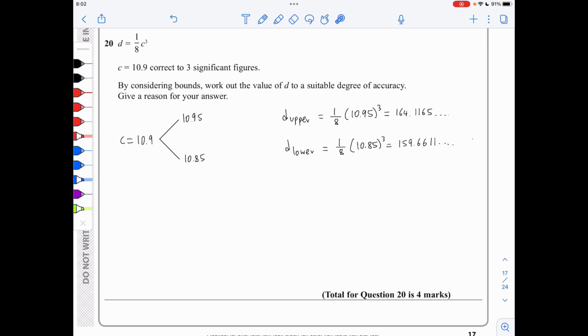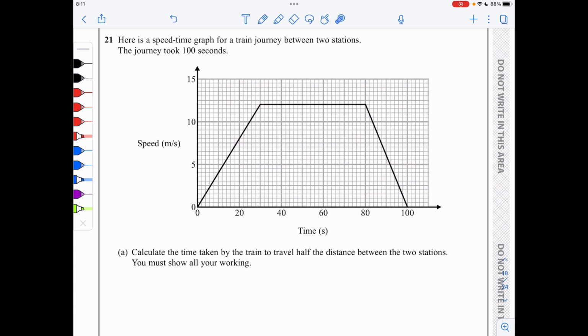In 21, we've got a speed time graph for a train journey, and we know that it took 100 seconds in total. We need to calculate the time taken by the train to travel half the distance. Well, we will start by finding the total distance covered, and this is found by calculating the area under a speed time graph. So we've got a trapezium essentially.